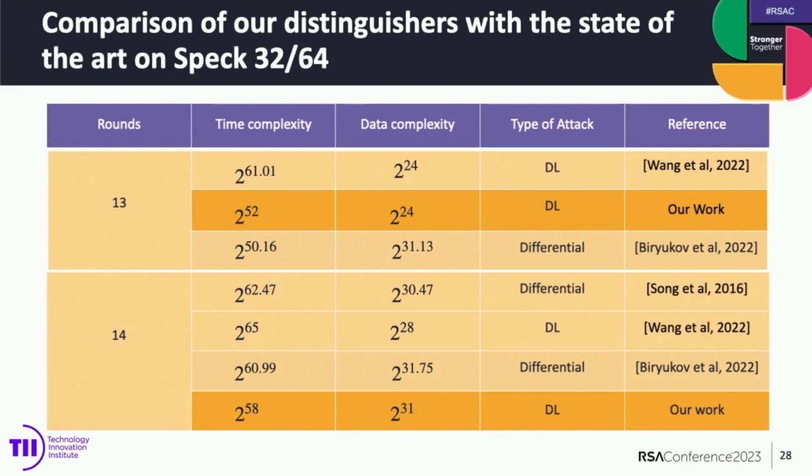Using the previous distinguishers, we also mount key recovery attacks against 13 and 14 rounds, and again we improve the state of the art from a time complexity of 2 to the 60.99 to 2 to the 58 in the case of 14 rounds. Okay, and regarding the data complexity, we improve the data complexity for these 14 rounds from 2 to the 31.75 to 2 to the 31.